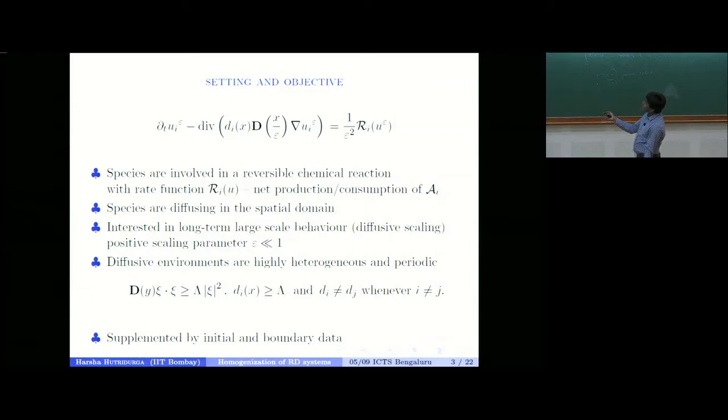So this is a system of equations. There are L such equations. This is for each i. And the initial data which we take is not going to have any oscillations. It's the fixed data for everybody, I mean with the epsilons. It doesn't depend on epsilon.